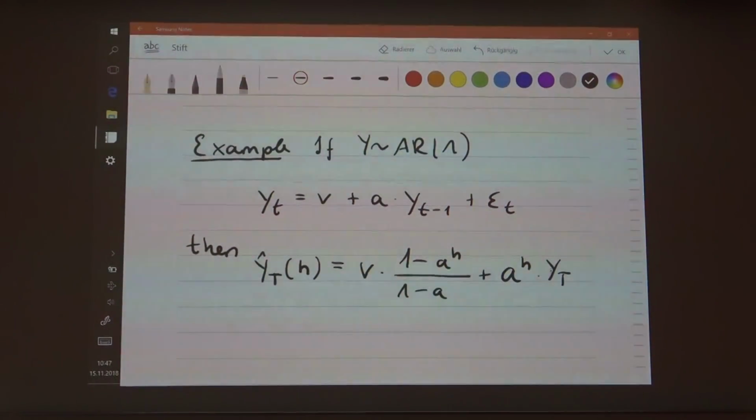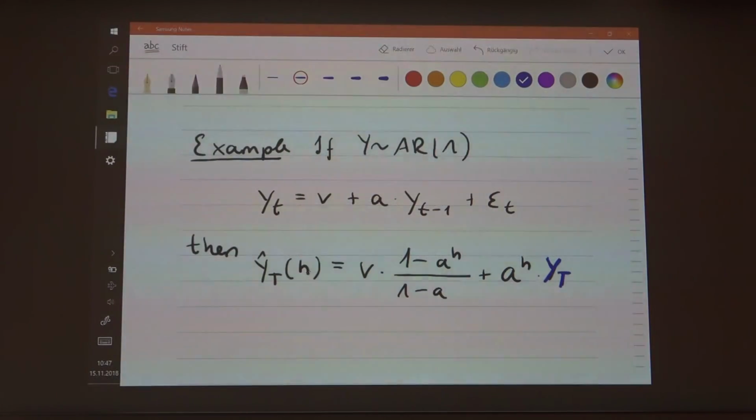Again, capital Y_T is known. Assume that it is known, and the past as well. So you only need the last observation. You can see this here: this is the last observation of the process. You don't need any other observations, only the last one that you have, and you use that to forecast the others.